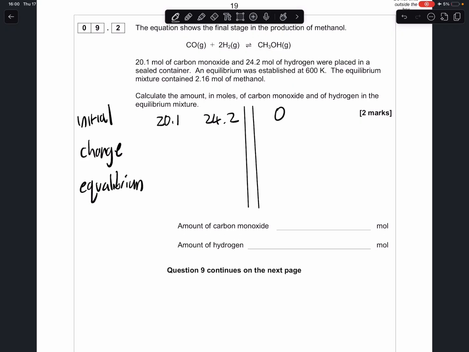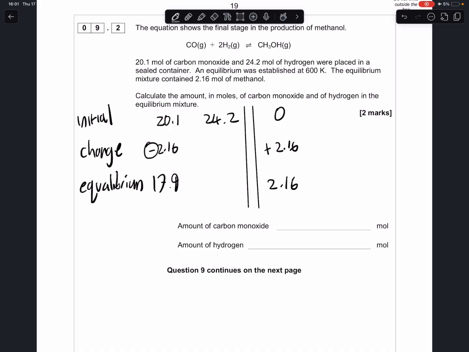So it says we've got 2.16 moles of methanol at equilibrium. So this has gone from 0 to 2.16, so this has gone up by 2.16. And as we see, our carbon monoxide and our methanol are in a 1-to-1 ratio. So if this has gone up by 2.16, this is going to go down by 2.16. If you put that into your calculator, you get your answer of 17.9. So that is our moles of carbon monoxide at equilibrium.